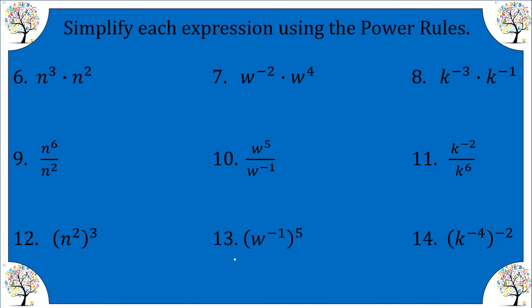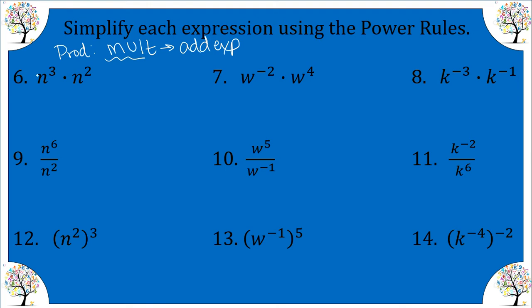Okay, now let's practice our power rules. So remember, when you are multiplying like factors such as n and n, the rule is the product rule. We're going to add exponents. So let's call this the product rule. That's when we're multiplying two factors, we add the exponents to simplify it. So let's just start there.